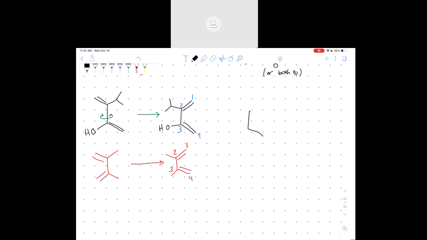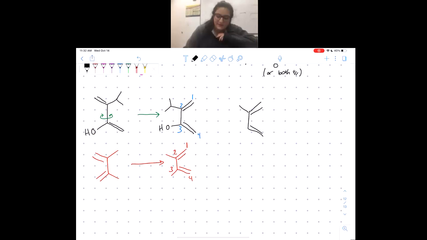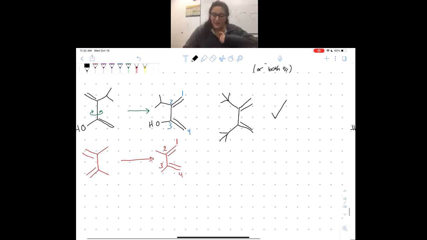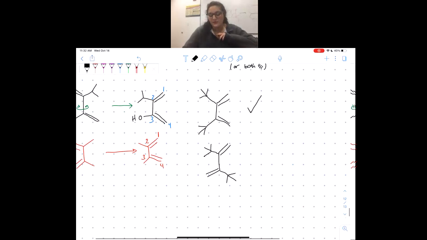So let's say he gives you this, right? This definitely can proceed, because it's already an S-cis. But if he gives it to you like this, you would have to rotate it in order to proceed, but you can't rotate, which means you cannot do the reaction.